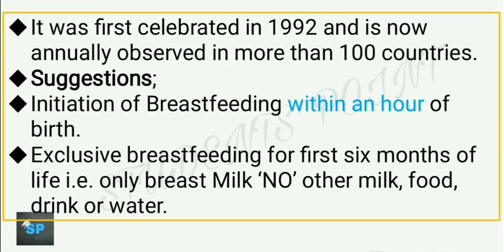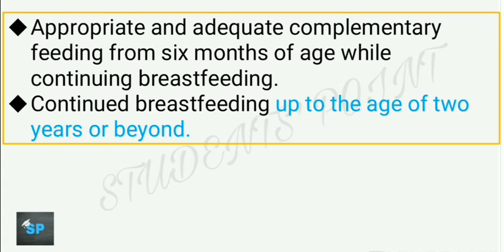It was first celebrated in 1992 and is now annually observed in more than 100 countries. The organization provides some suggestions which must be followed. It suggests that breastfeeding must be initiated within just an hour of the birth of a child, and exclusive breastfeeding should be provided for the first 6 months of a child's life. Please note that only breast milk should be provided. No other milk, food, drink or water should be provided to a child below the age of 6 months. Appropriate and adequate complementary feeding should be provided from 6 months of age while continuing breastfeeding, and breastfeeding should be continued up to the age of 2 or beyond.